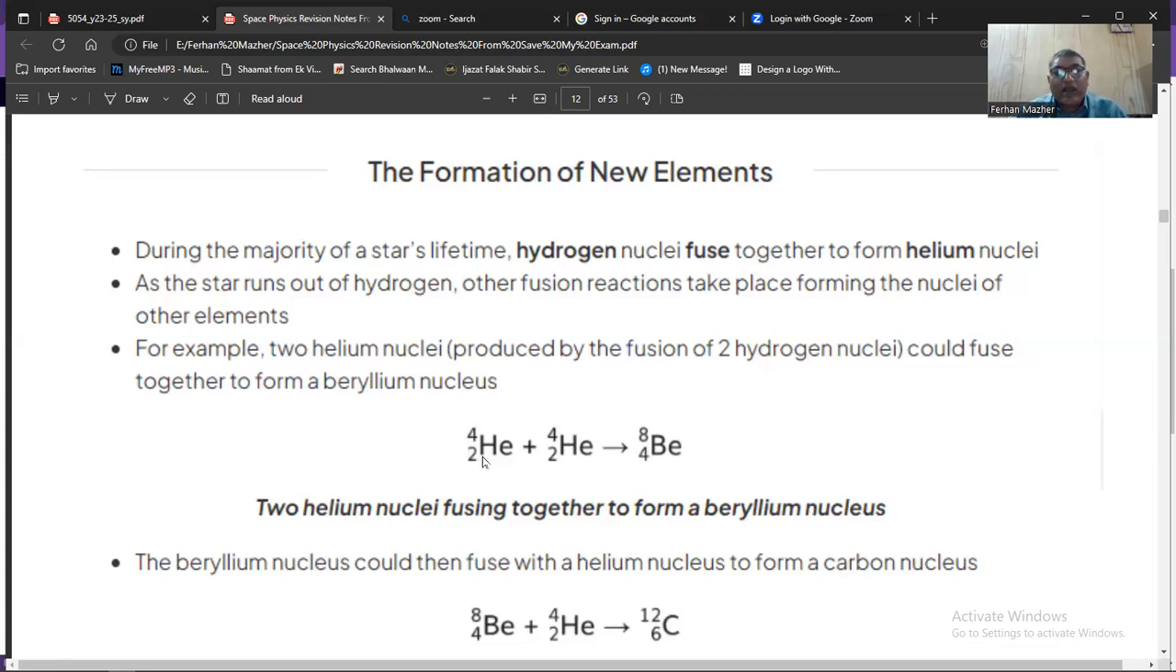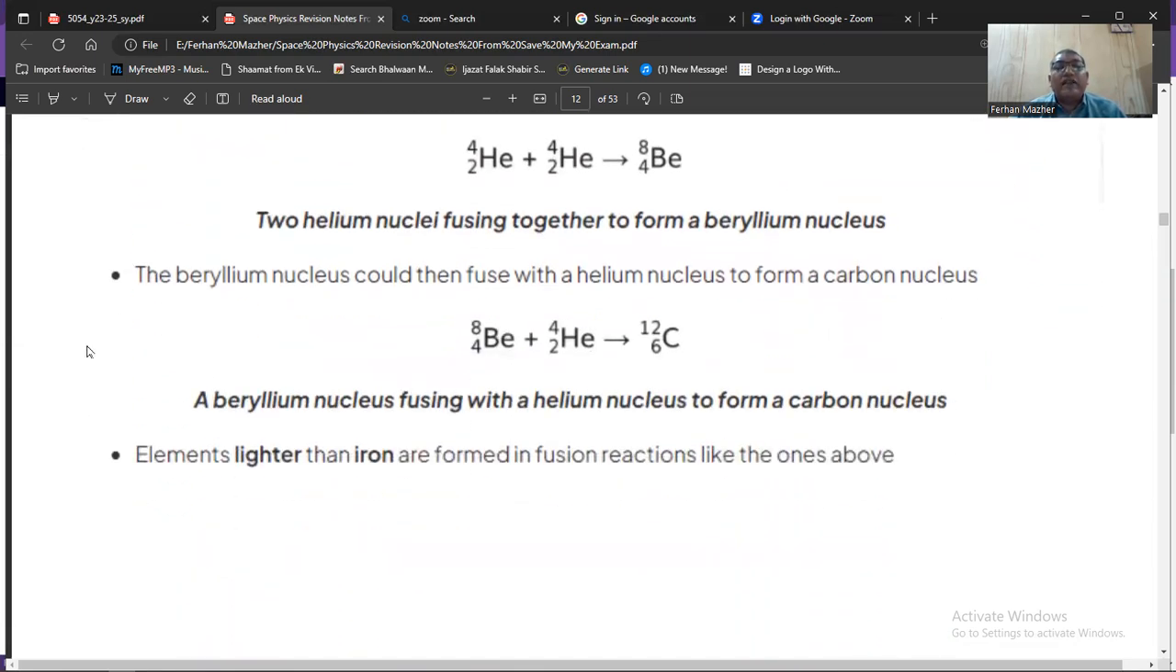So here you can see two helium nuclei fusing into each other to make beryllium. Two helium nuclei fusing together to form a beryllium nucleus. The beryllium nucleus could then fuse with a helium nucleus to form a carbon nucleus. So beryllium and helium join together and make carbon. So you see what we have learned here. Hydrogen fuses to make helium, helium fuses with each other to make beryllium, and beryllium and helium fuse with each other and make carbon, and carbon is the basic element for life.